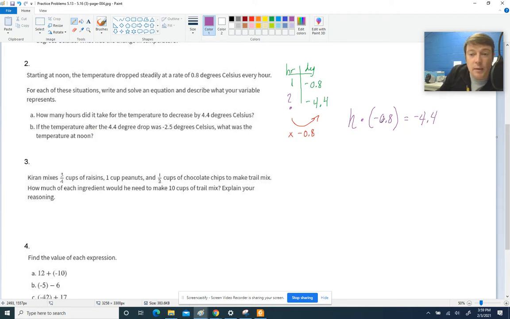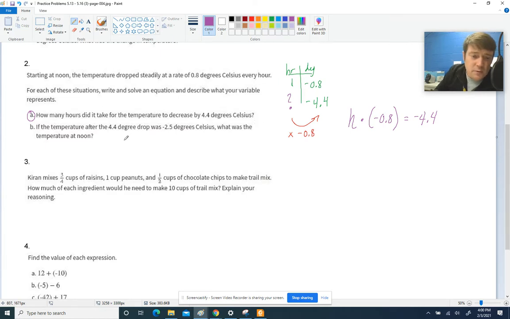And I know that to get my answer, I would have to divide these. So to save me a little bit of time, I'm just going to do negative 4.4 divided by negative 0.8. And I get 5.5. So I would expect that to be 5.5 hours for part A. 5.5 hours is the question mark.